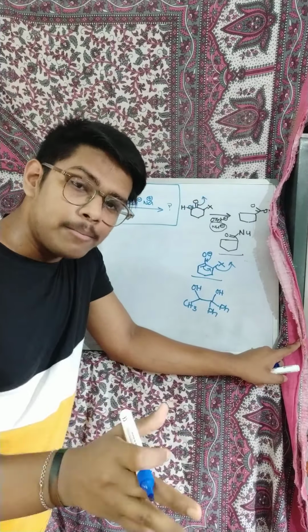This bond is quite parallel. So why am I saying the parallel bond will migrate? I am just coming to that point. This will migrate here and this will go out. So if I erase this reagent, what will be the product? You have this. Now you have this.